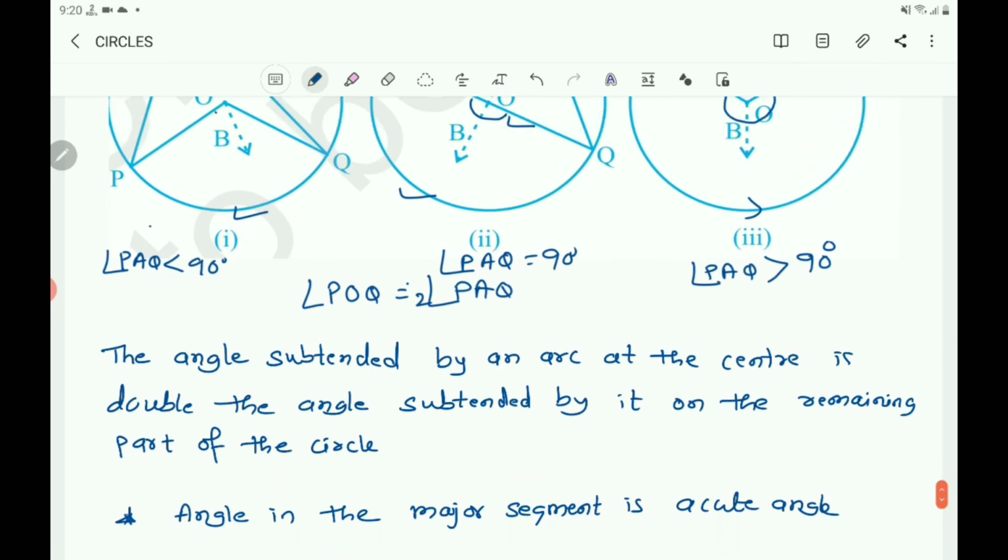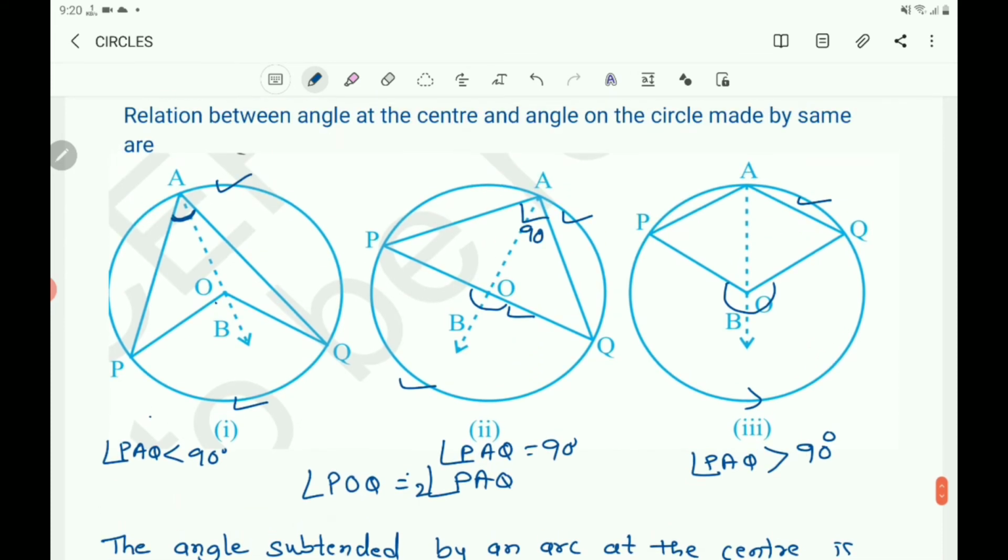So what you got here? Here you got that angle made by the same arc at the center is double the angle made by that arc at any point on the other part of the circle. That is, angle at the center is double the angle at the circumference or at the point on the circle. And angle in the major segment is less than 90 degree, that is acute angle. Angle in the semicircle is equal to 90 degree, that is right angle. And angle in the minor segment is greater than 90 degree, that is obtuse angle.